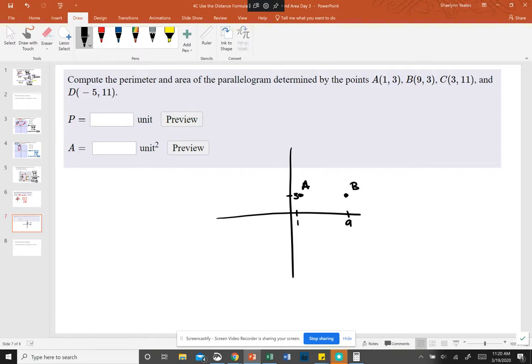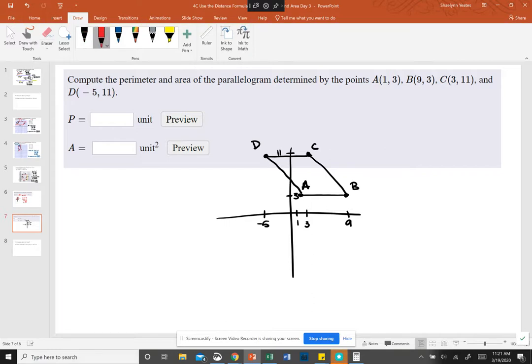Then C is over 3, up 11. So here's C. And then D is at -5 and 11. So it's right there. Okay, so here's my parallelogram. It looks something like this. Obviously, I'm not perfect. Things are off a little bit, but you'll have to forgive me.